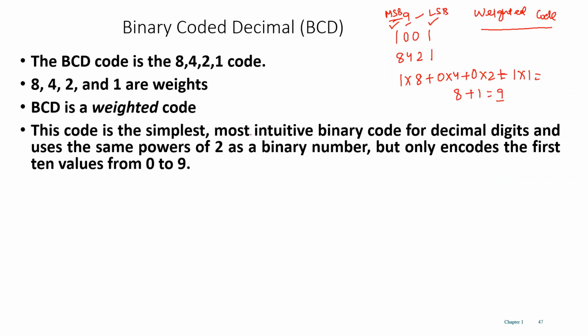The code is the simplest, most intuitive binary code for decimal digits and uses the same powers of 2 as the binary number, but only encodes the first 10 values from 0 to 9.